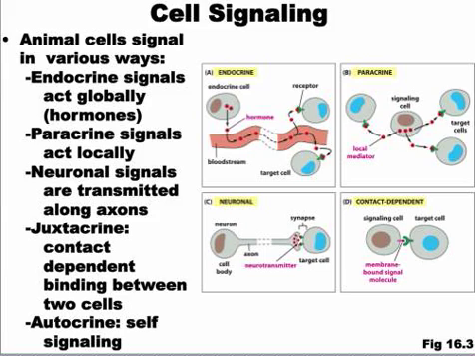The third type of signaling we'll go over is called neuronal signaling. Neuronal signaling can deliver messages over long distances, though it is quickly and specifically delivered to individual target cells. And this is because the neuron is going to send that signal through the axon of a nerve cell. Axons can be very long.